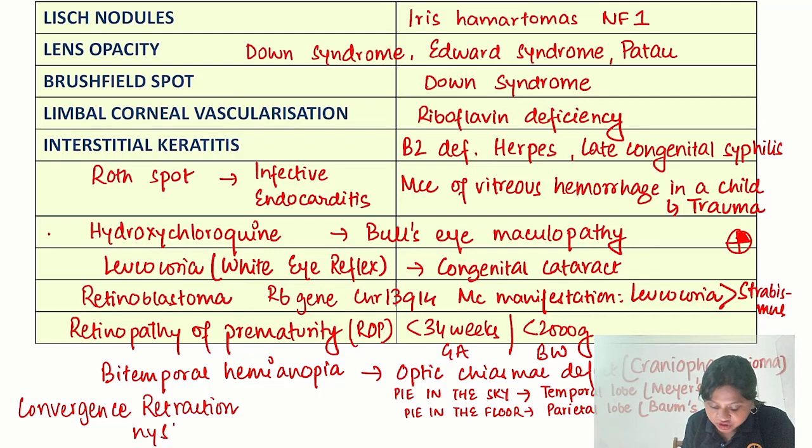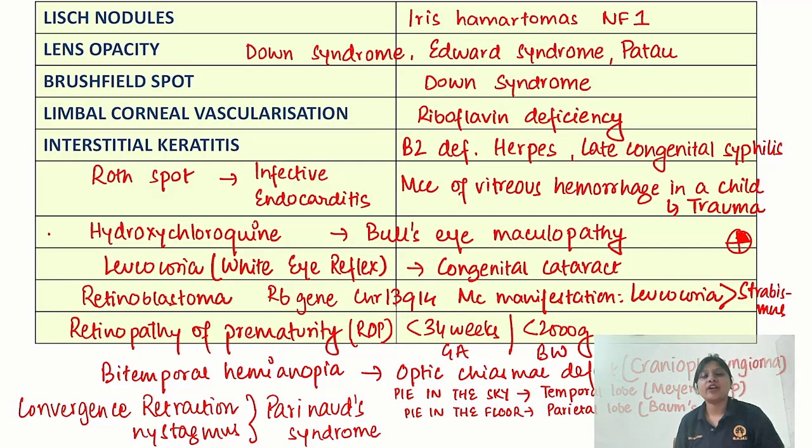You get the convergence retraction nystagmus in a disorder which is known as Parinaud syndrome. You know what happens in Parinaud syndrome? There is an upward gaze palsy. So you get the nystagmus while you're trying to converge the eye and you go for retraction.